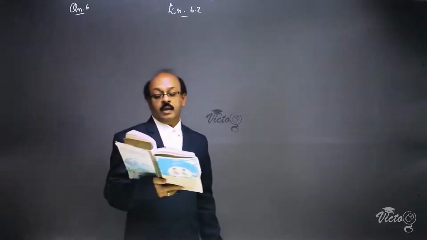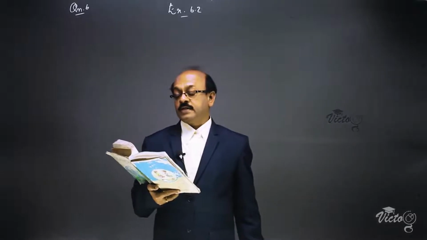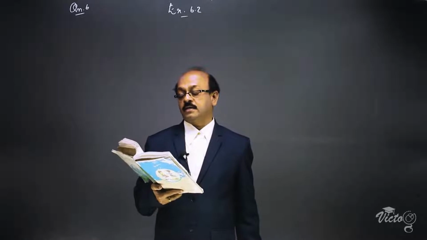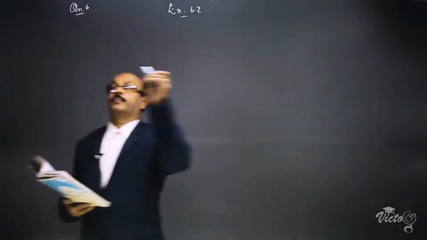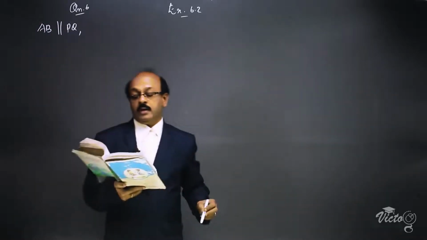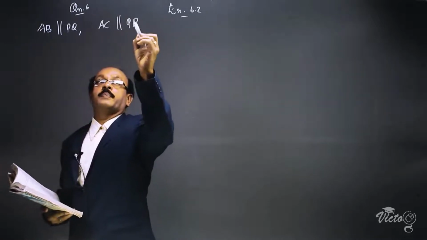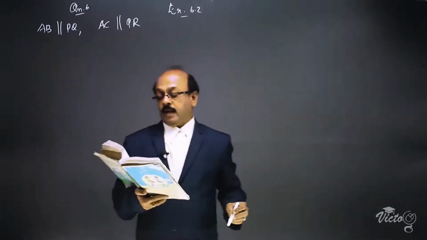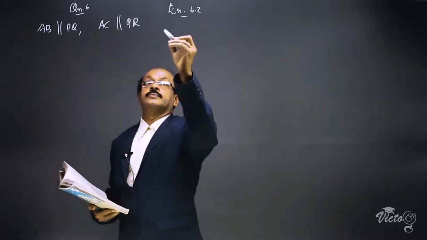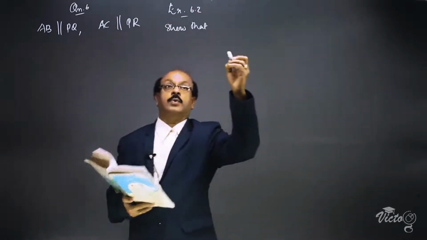The question is, in the figure, A, B and C are points on OP, OQ and OR respectively such that AB is parallel to PQ and AC is parallel to PR. We have to show that BC is parallel to QR.